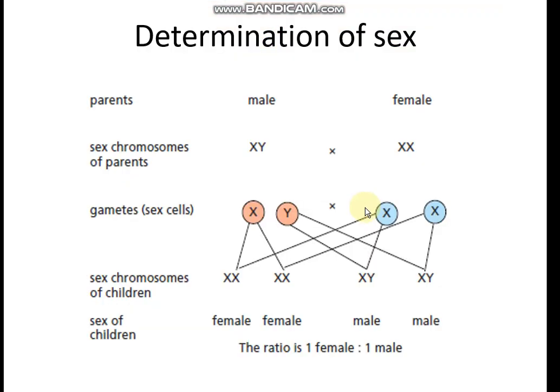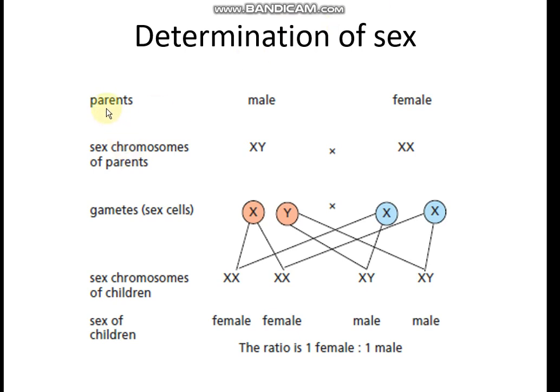Now dear students, if you look at the genetic diagram, the one which we studied in our previous topic of Mendelian genetics, you will see that every time fertilization occurs, there is a random 50% chance of having a male child and a 50% chance of having a female child. Now we can calculate this using a genetic diagram.